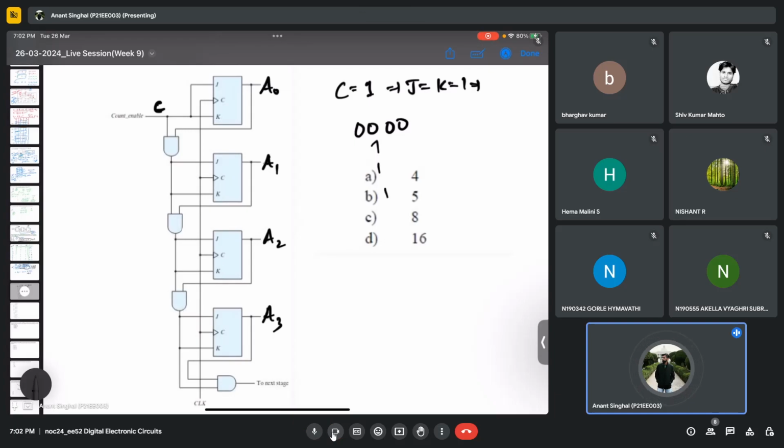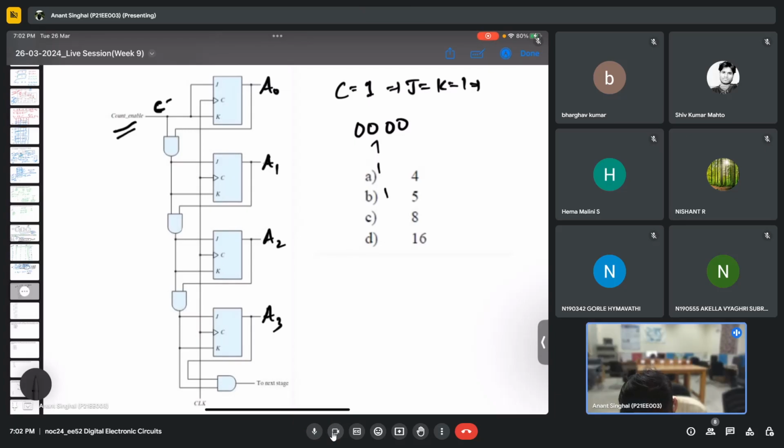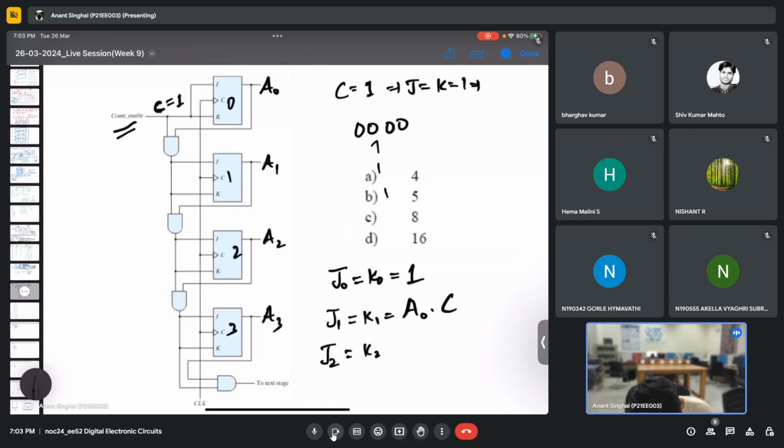So let me try to solve it. This is the count enable. This needs to be 1. Let me first of all try to write the equations for J and K. So J0 and K0 will be 1. Then J1, I am assuming it like that, J1 will be equal to K1, and that will be the AND of A0 and C. Then J2 and K2 will be the AND of A1, A0, and then C.